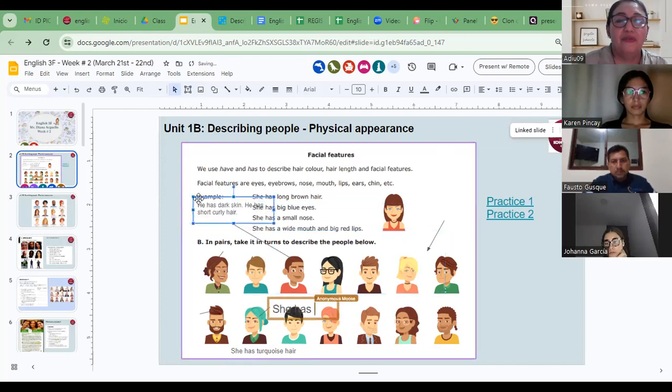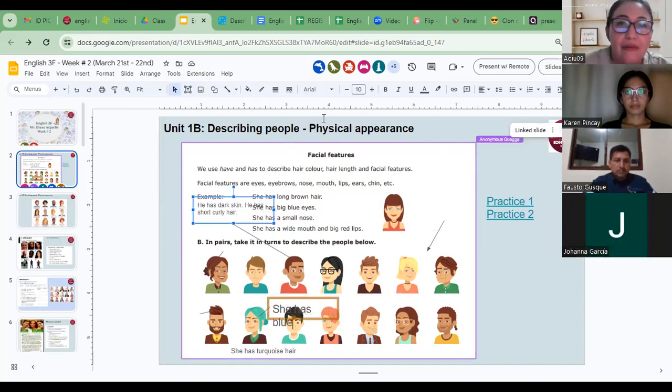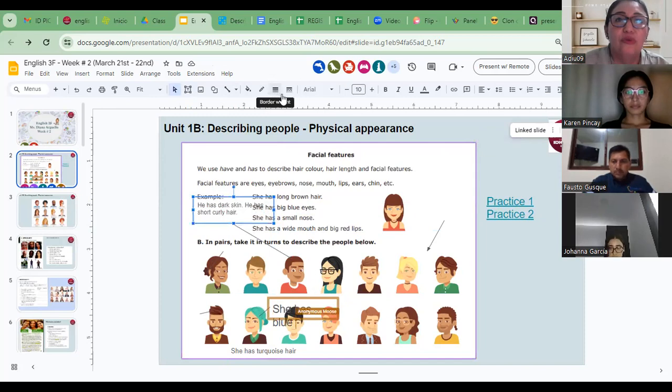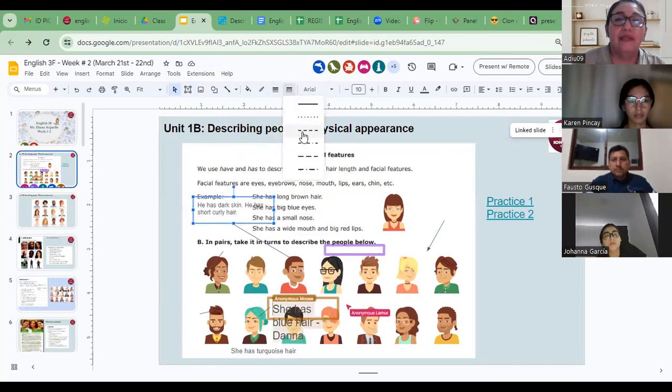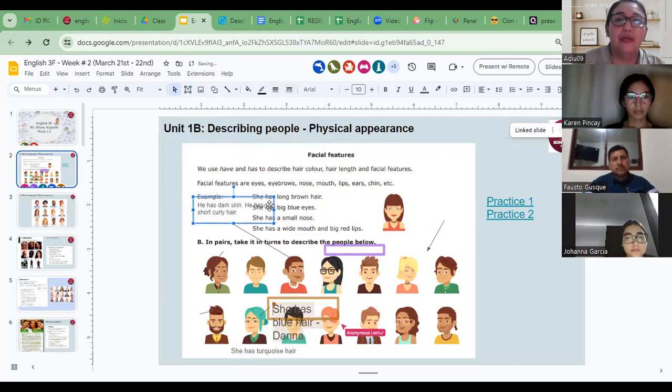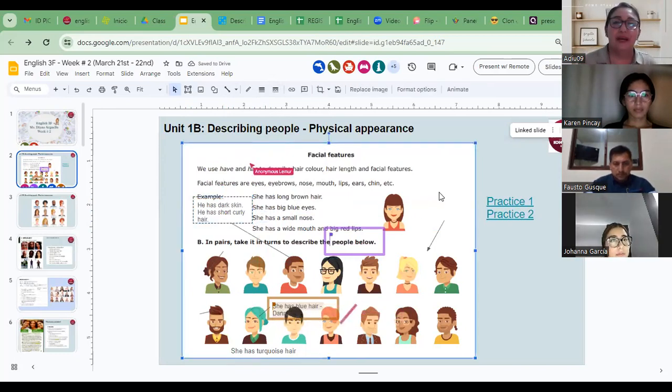If you want to frame the text box, like a little frame, you go to border weight and you put a line here. You see these little lines here, and you can add them like this. And there you go. Okay, and this is how you can write on the slide.